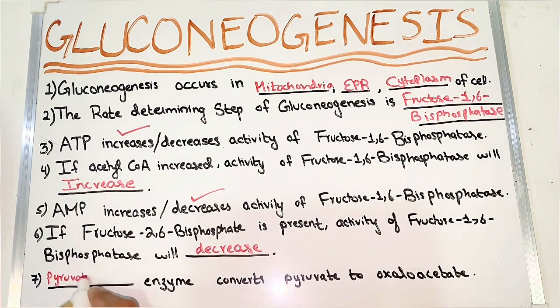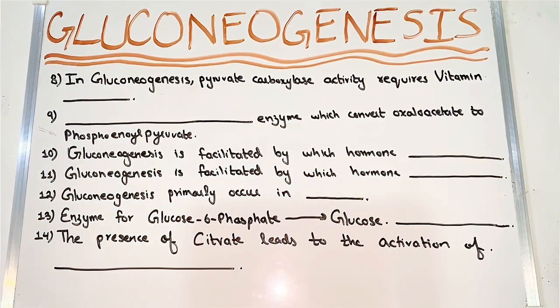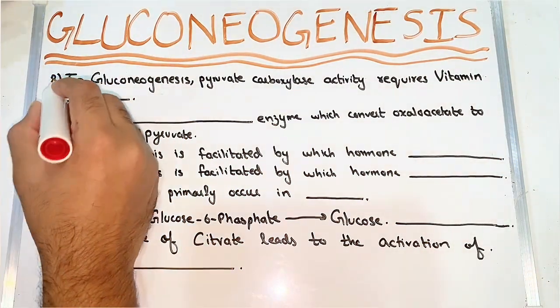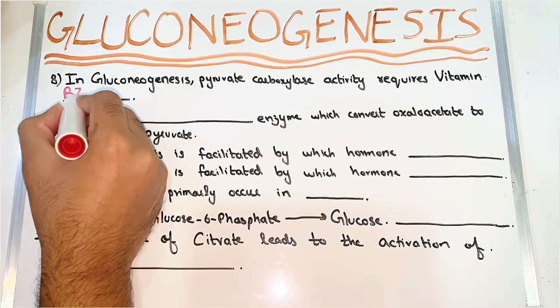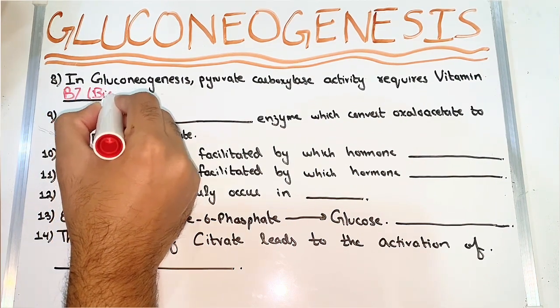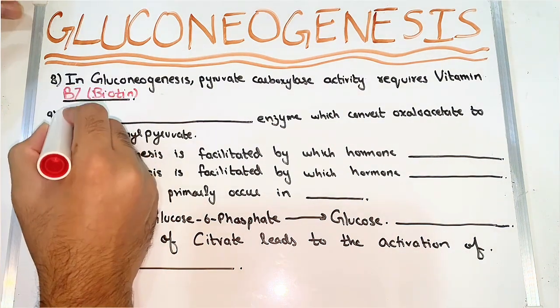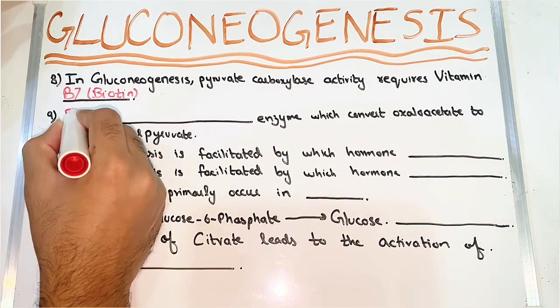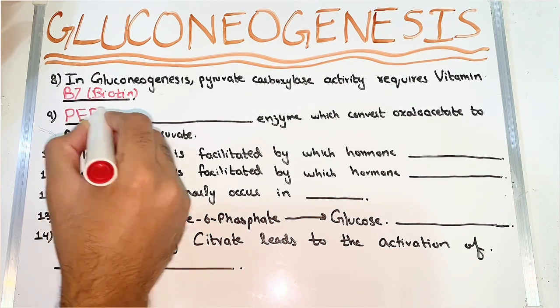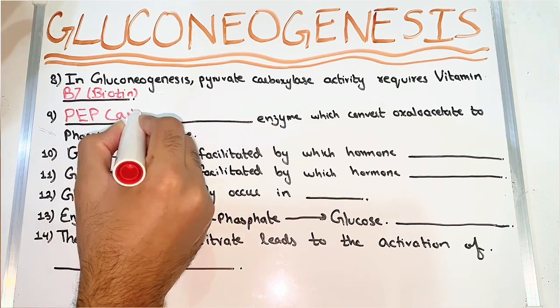The last question is, which enzyme converts pyruvate to oxaloacetate? The first step, and the enzyme used in it is pyruvate carboxylase. The eighth question is, in gluconeogenesis, pyruvate carboxylase activity requires which vitamin? It requires vitamin B7, also known as biotin. The ninth question is, the enzyme which converts oxaloacetate to phosphoenolpyruvate. To convert oxaloacetate to phosphoenolpyruvate, there is the enzyme phosphoenolpyruvate carboxykinase.